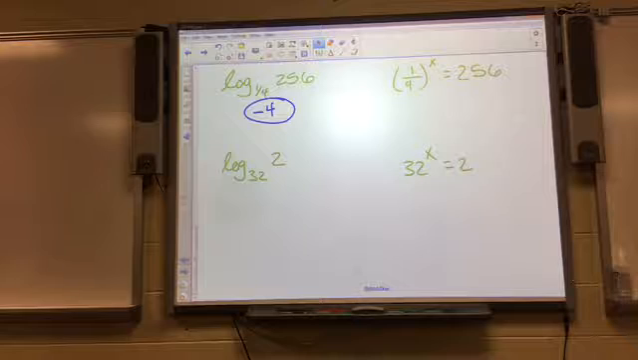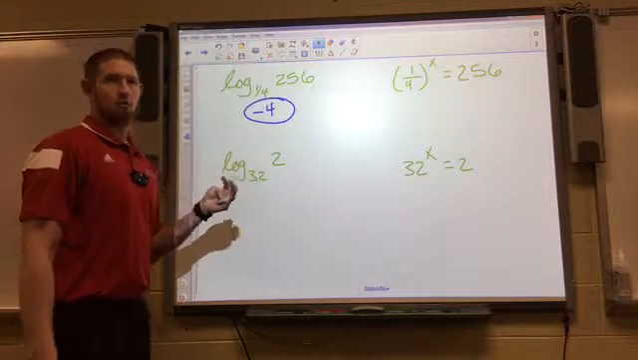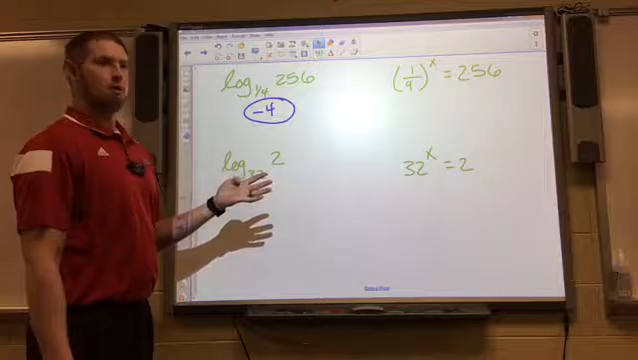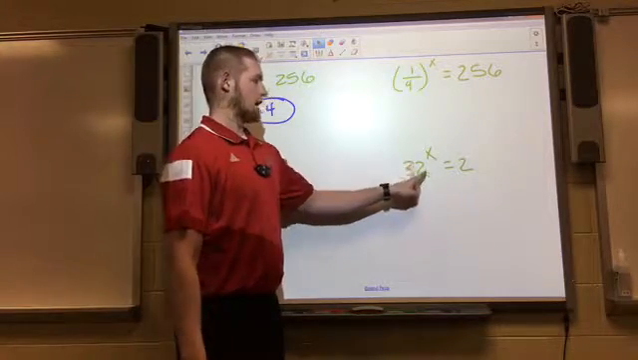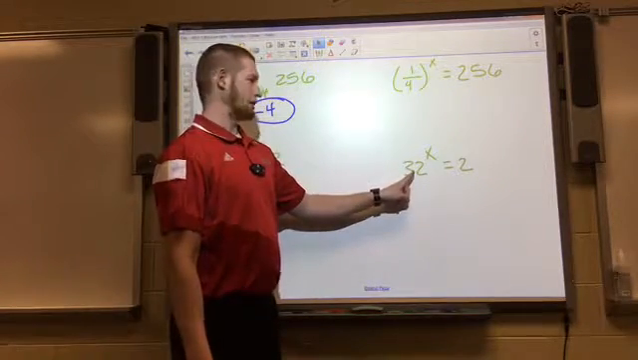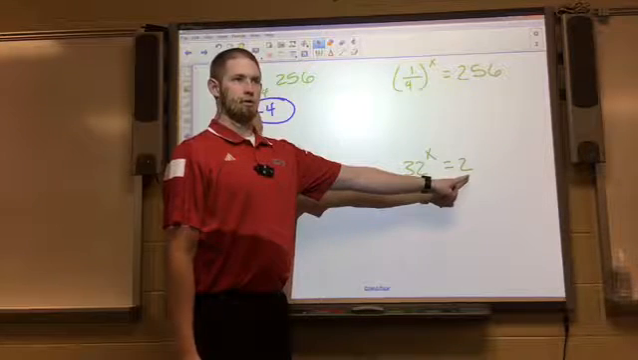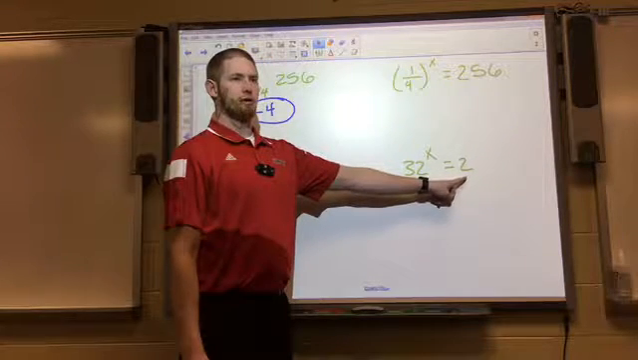Do I got to use a square root? Okay? It might be a square root. It might be a cube root. It might be a fourth root. It might be a fifth root. I don't know. But I got to figure out what radical on 32 gives me an answer of 2. Okay, so what's another way you could think of this?